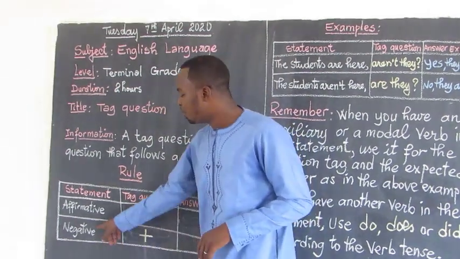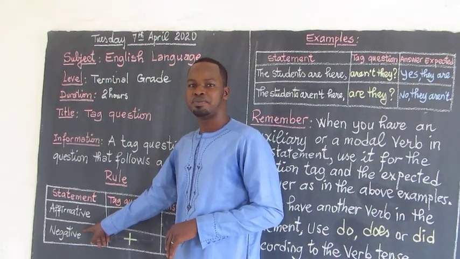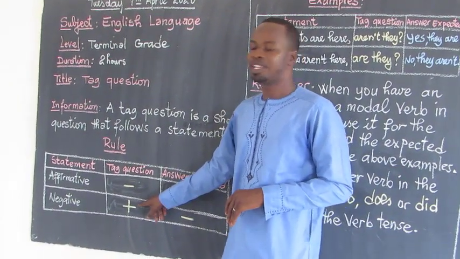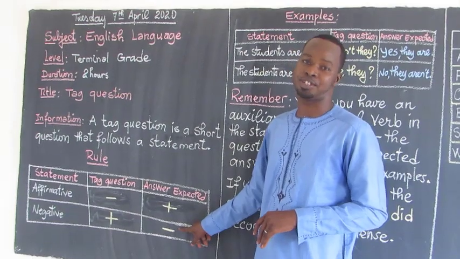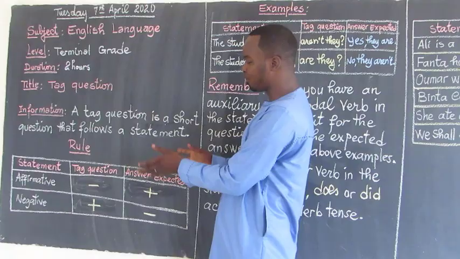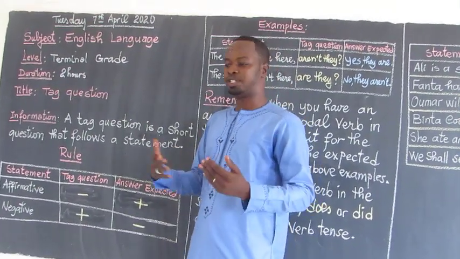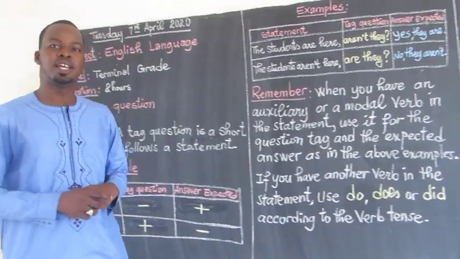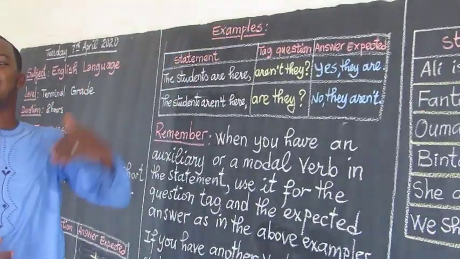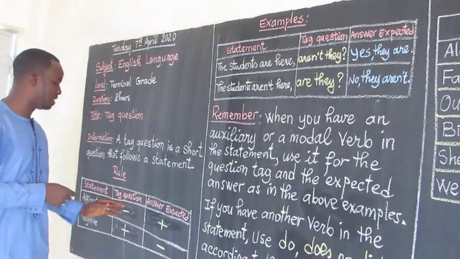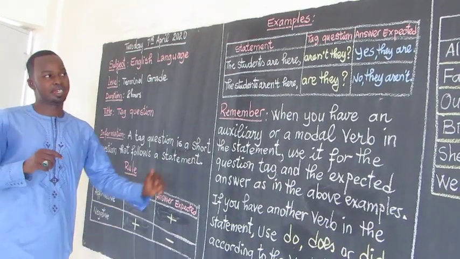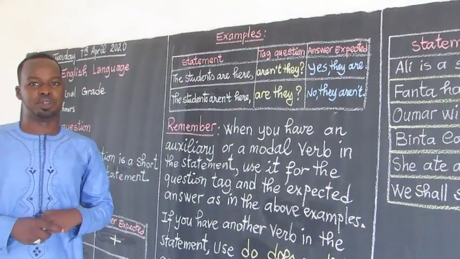In the second case, when we have a negative statement, we have to ask an affirmative tag question, and we give a negative answer as the expected answer. So, this is the rule that we are going to use to see how we are going to build tag questions and expected answers. So, we have two examples here. As you can see in the rule, we have two kinds of statements, and here we have the two kinds of examples.